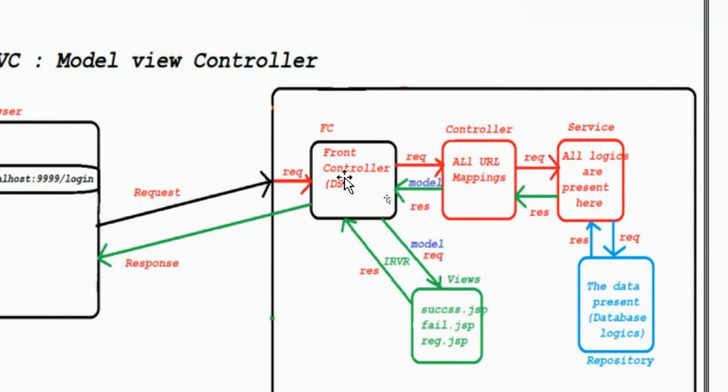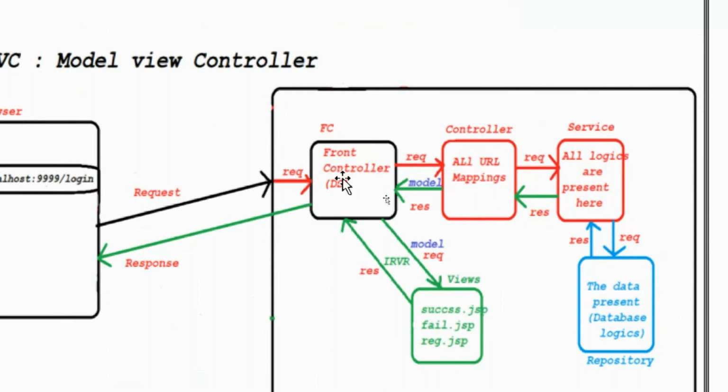How many classes do you have to configure? Two classes. What are the two classes? The Dispatcher Servlet, and the internal resource view resolver also we have to configure. These two classes we have to configure. One is a front controller, controlling the complete application flow. Request goes from the front controller, and response comes back from the front controller.